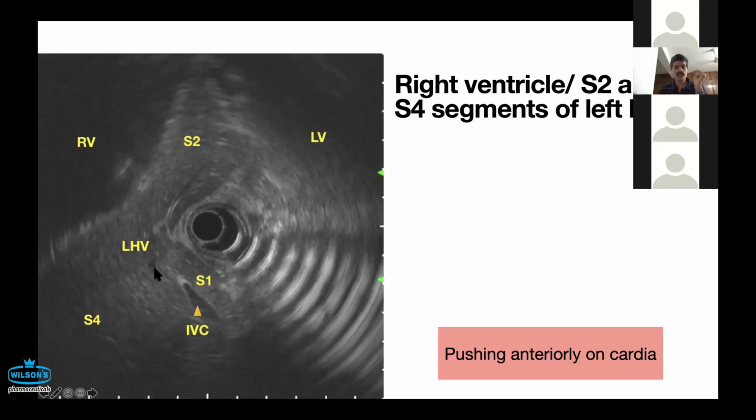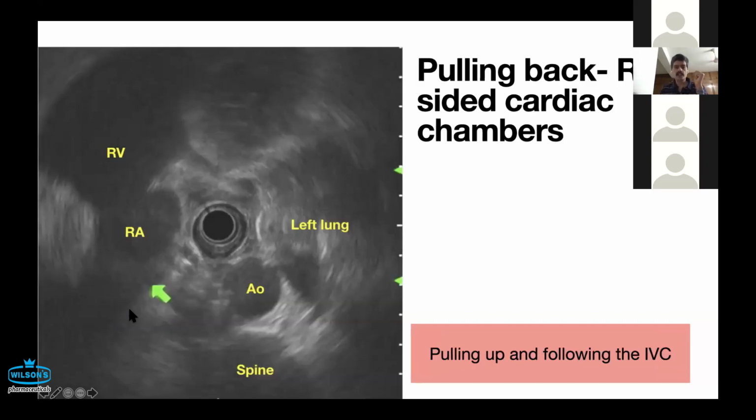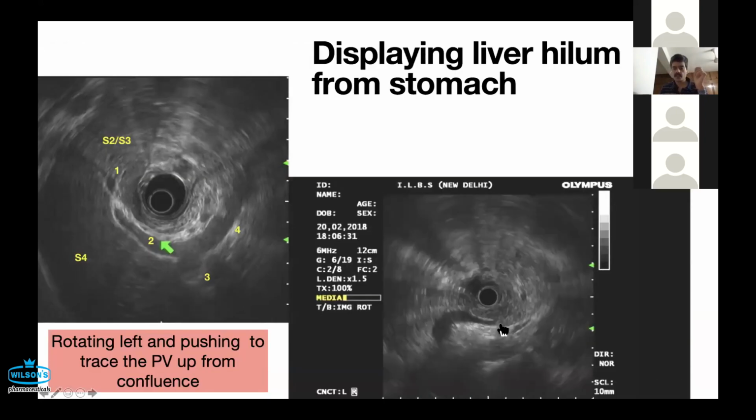And you see the left hepatic vein, and a large part of the top of segment 4 is seen from the GE junction. If I pull back, the cava empties into the right atrium and goes forward into the right ventricle. And this is the coronary sinus, the right ventricle, right atrium, aorta, and the left lung. Now we push back again like this.